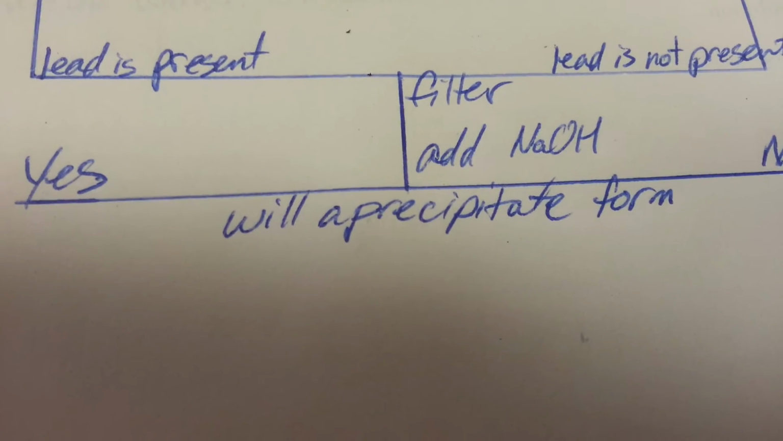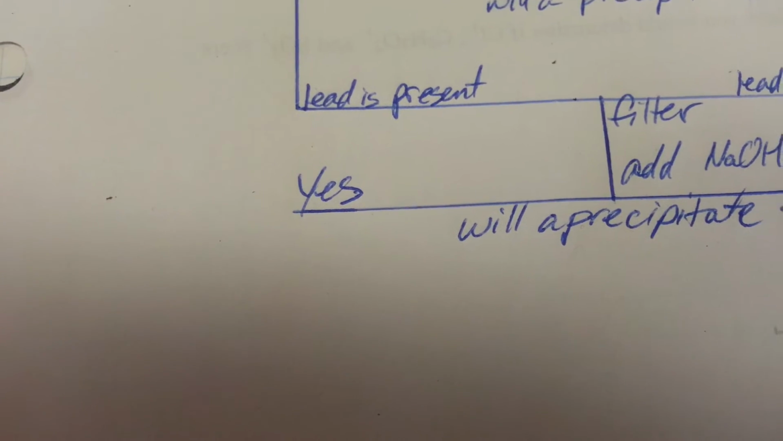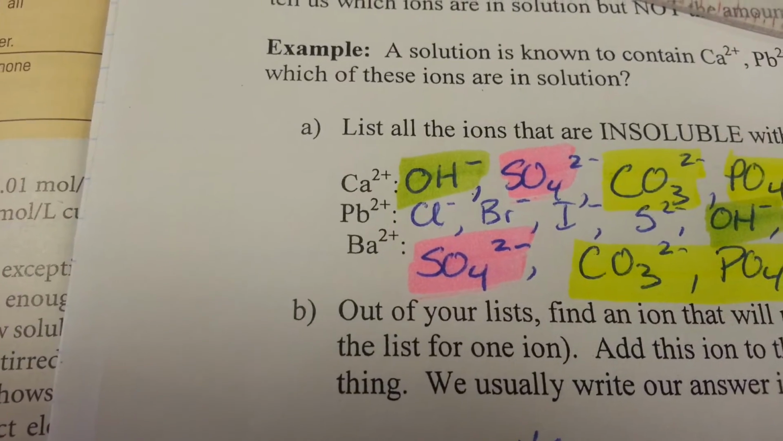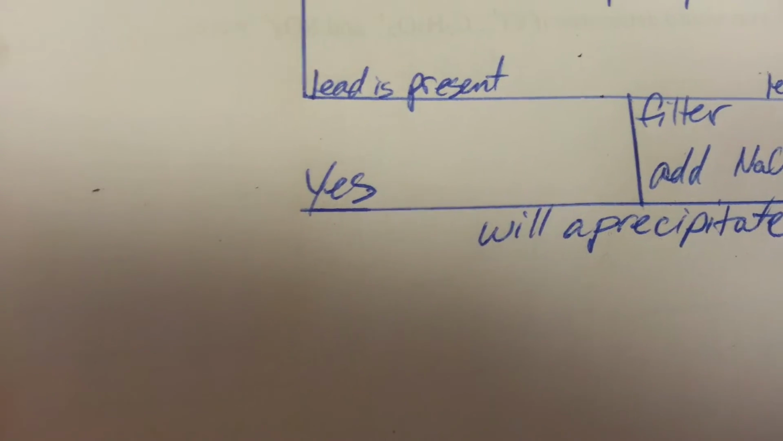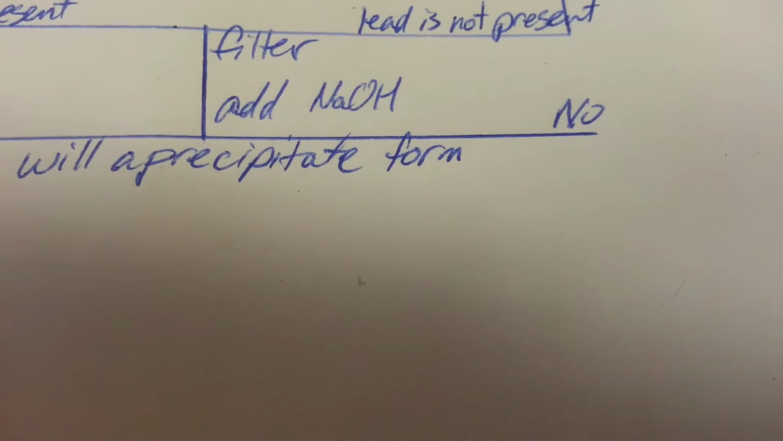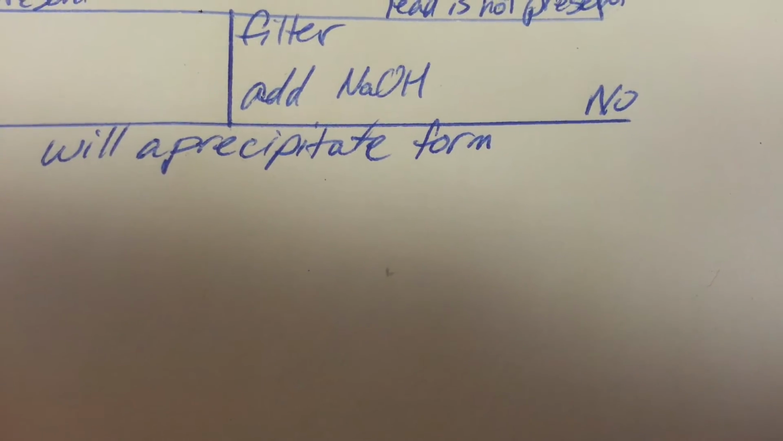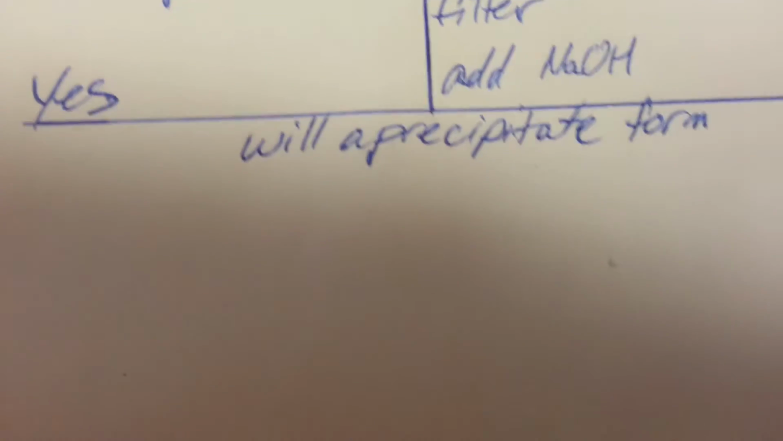If a precipitate forms, our answer will be yes, then we could identify that most likely, if we're trying to filter out calcium, we would say that calcium is present. If we don't form a precipitate after adding sodium hydroxide, then we can assume that there is no calcium ions present within that solution.